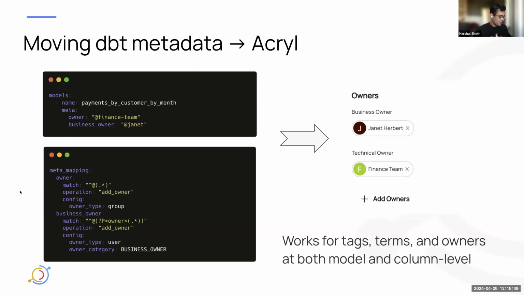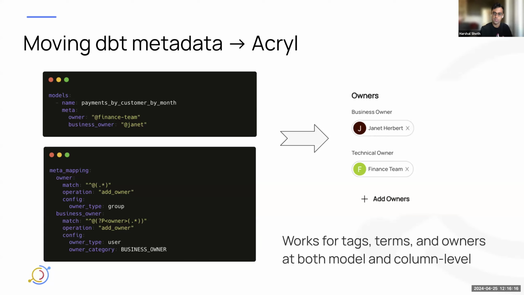Awesome. So maybe a little background first on why we're thinking about this bidirectional sync. We already have a mechanism for moving dbt metadata into DataHub. The way it works is in your dbt model, in those YAML files, you can define a meta section or tags or descriptions, and we will pull that information out.